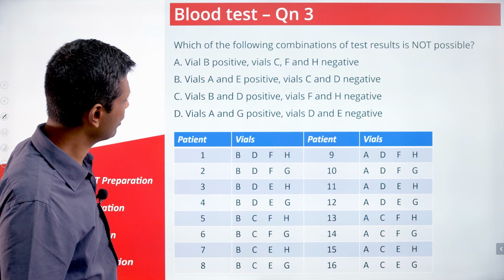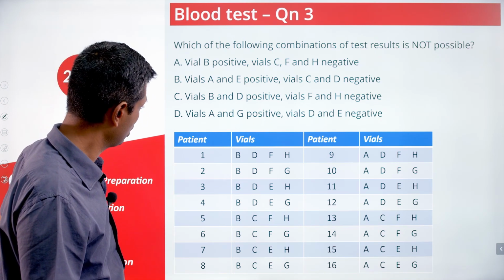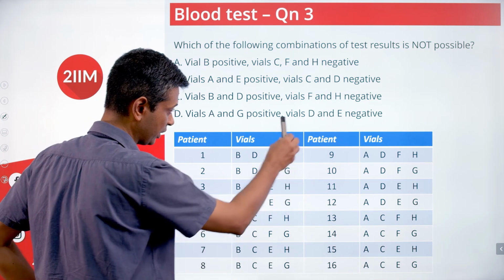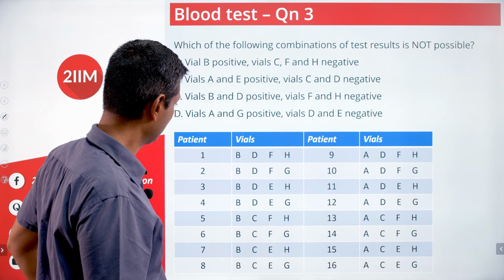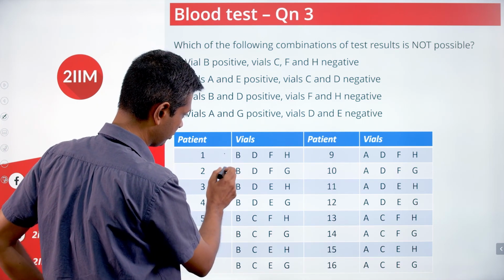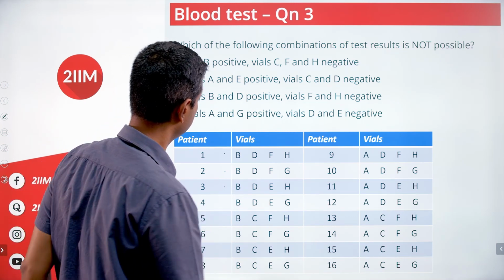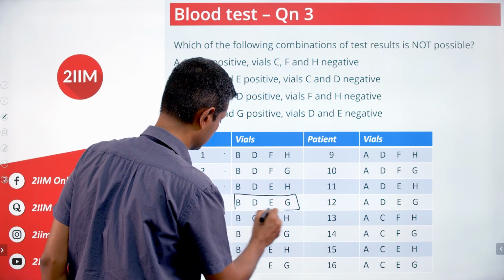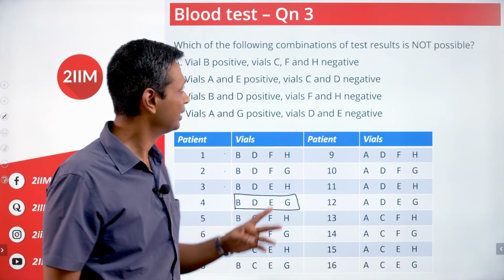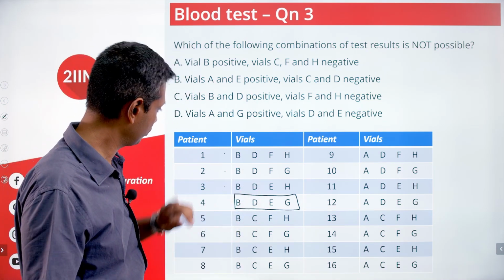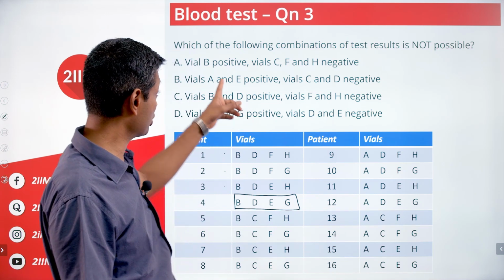Which of the following combinations of test results is not possible? Vial B positive, C, F and H negative. B positive, that's one of these that we can completely eliminate. C, F and H negative. F and H negative, so it can't be this. It can't be this. There's an F, there's an H. Yep, this is possible. B positive, C, F, H negative. So if patient 4 had the disease, then B would be positive, and C, F and H would be negative, because patient 4's blood is not going into C, F and H. So that is very much possible.